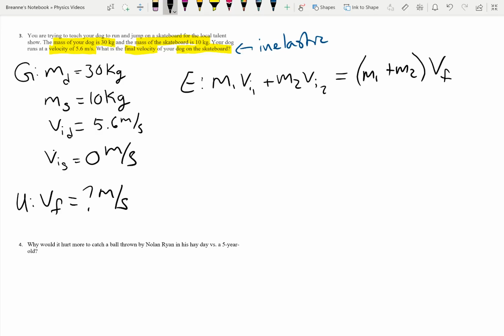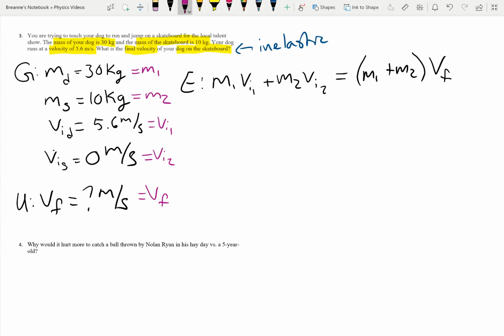Now, does it matter which ones you make m1 and m2? Nope. As long as the ones and the twos stay together. So I'm going to make the dog m1. So that means the velocity of the dog is going to be vi1. Skateboard's going to be m2. So that means the initial velocity of the skateboard is going to be vi2. And of course that just stays our v final.